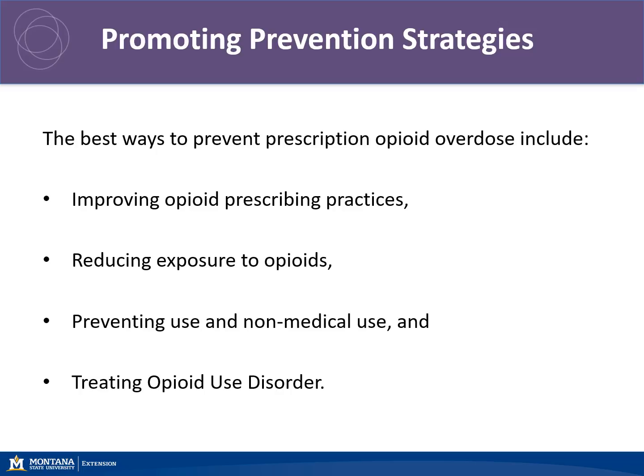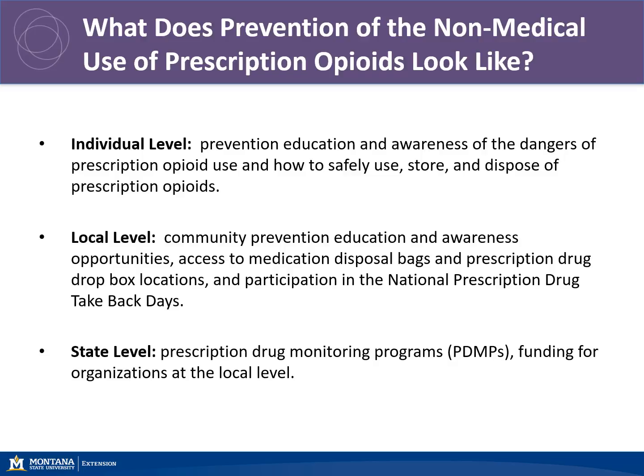The best ways to prevent overdose from prescription opioids is to improve opioid prescribing practices, reduce exposure to opioids, prevent use and non-medical use, and treat opioid use disorder. The next slide will discuss how to accomplish these strategies at the state, local, and individual levels. So what does prevention of the non-medical use of prescription opioids look like at the individual, local, and state levels? First, at the individual level, prevention, education, and awareness of the dangers of prescription opioid use and how to safely use, store, and dispose of prescription opioids is a good prevention method.